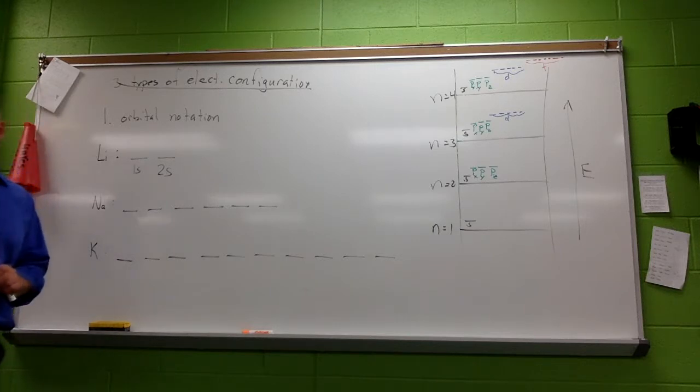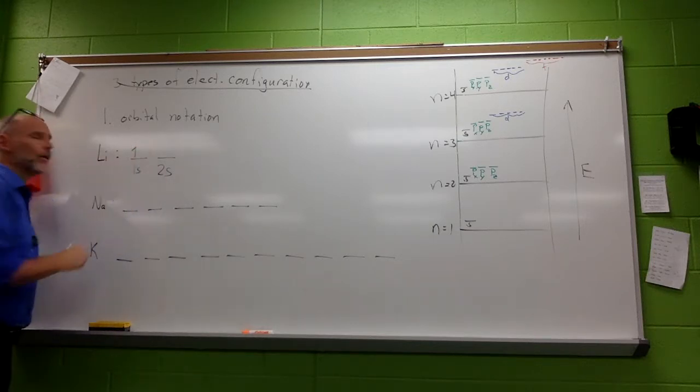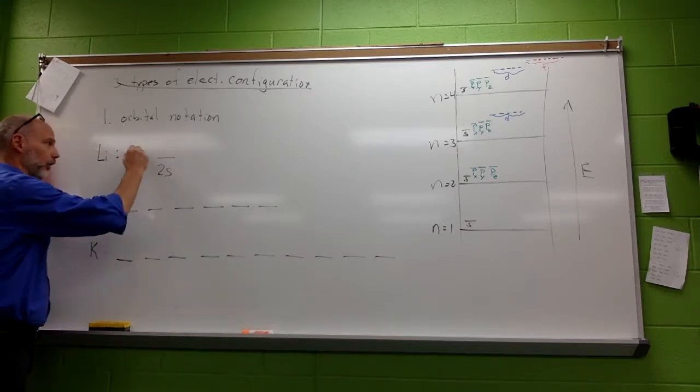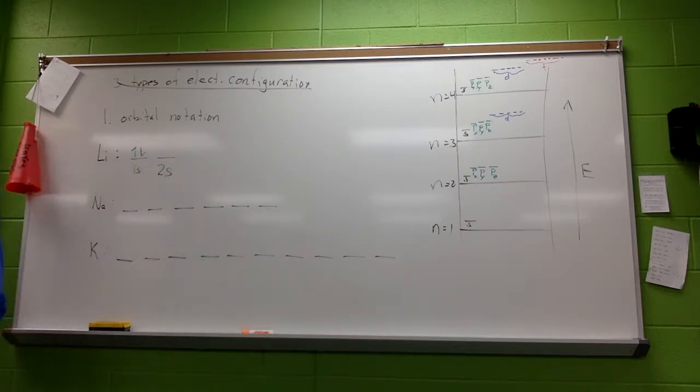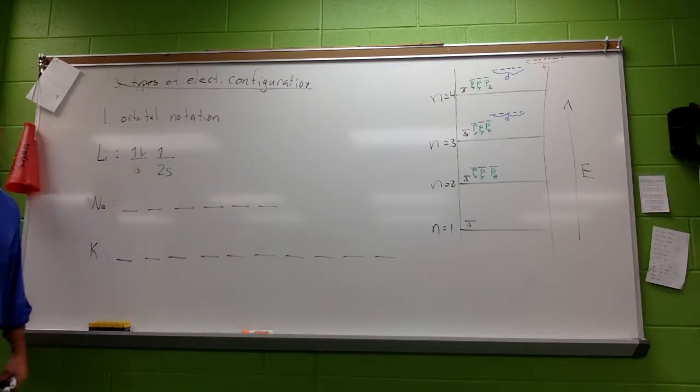Now, according to Hund's rule, we're going to put an electron here. Where's the next electron going to go? In the 1s with an arrow pointing down. And where's that third electron going to go? In a 2s with an arrow pointing up. Done. Your first electron configuration. Give yourselves a little round of applause. All right, nice.